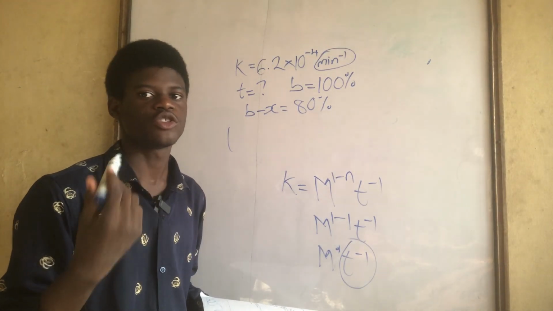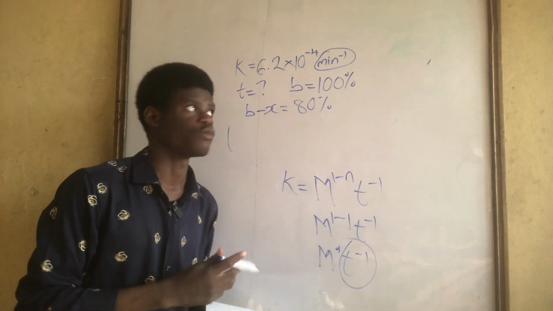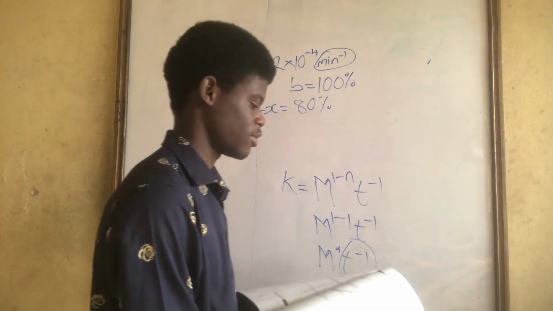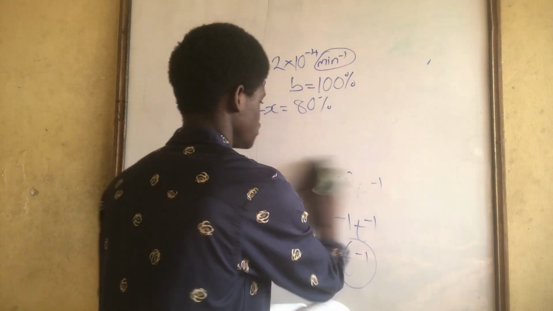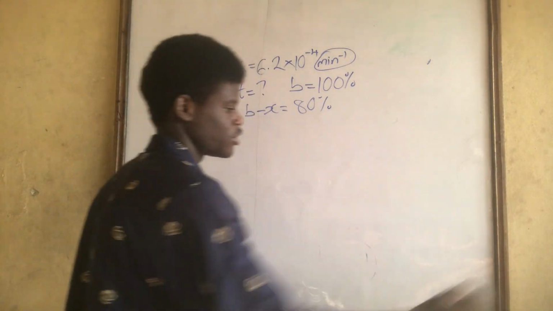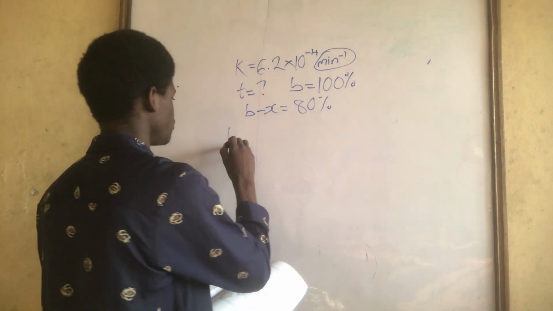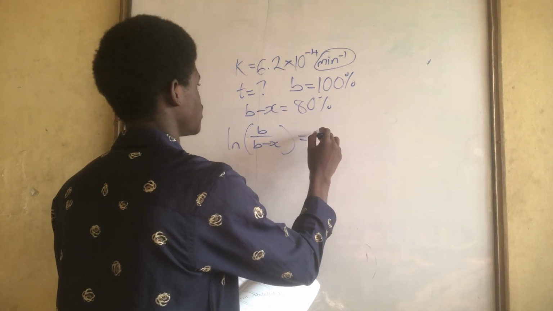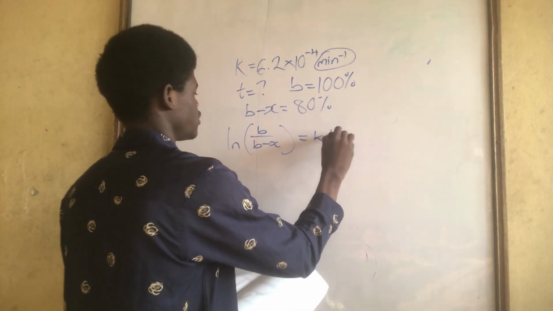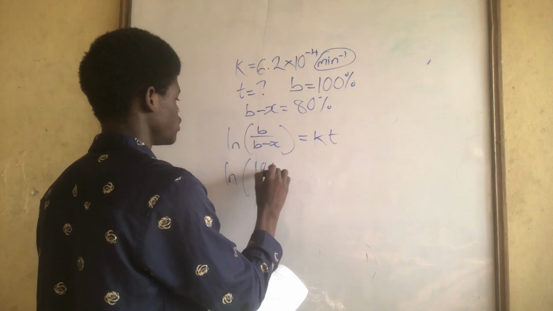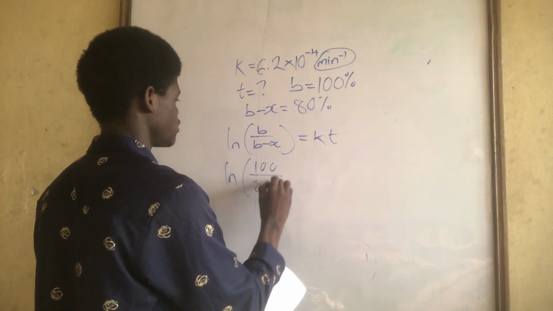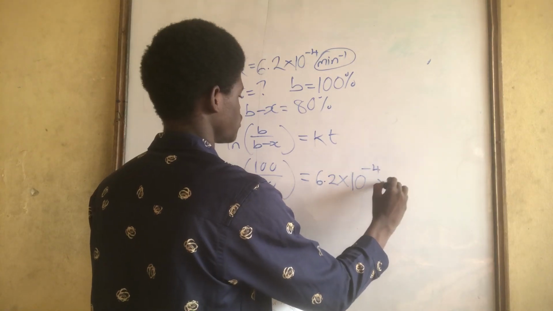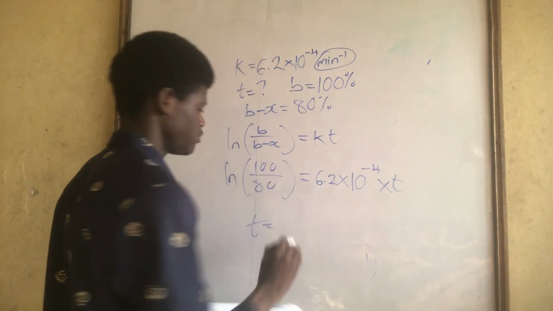So in a question, they might not tell you that this is a first order reaction, but from the unit of the rate constant, you know if it's a first order, second order, or third order, just like that. So since we found out that it is a first order reaction, then we use our normal formula: ln B over B minus X is equal to Kt. Our K is 80. Let's just write it out. ln of B, 100, over B minus X, 80, equals A, 6.2 times 10 to the power minus 4, times t. And they're asking us to find time. Then we solve for time directly.